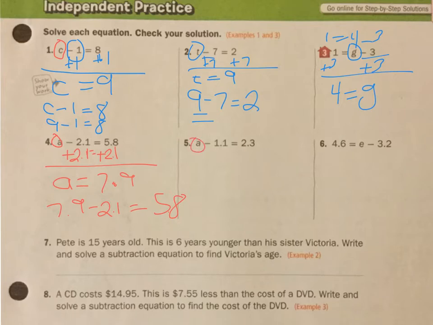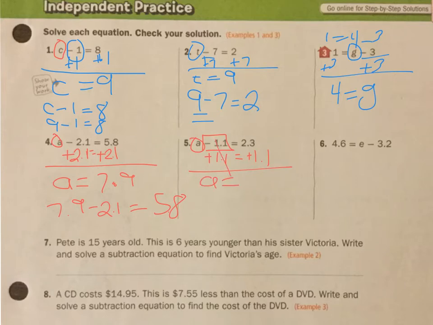All right, let's see. I got A here. I want to get it alone. So I got to get rid of this minus 1.1. The way I get rid of it is by adding 1.1. And then I got to add 1.1 on that side too. So A equals, those cancel.